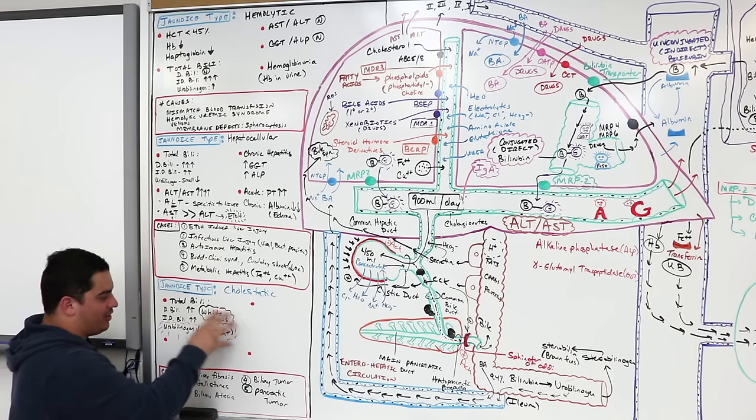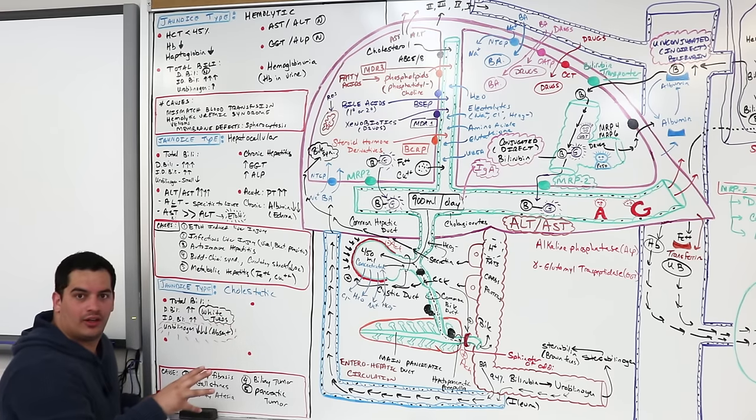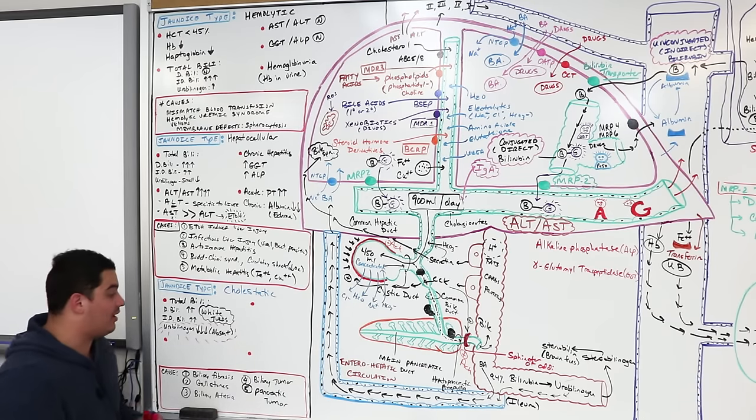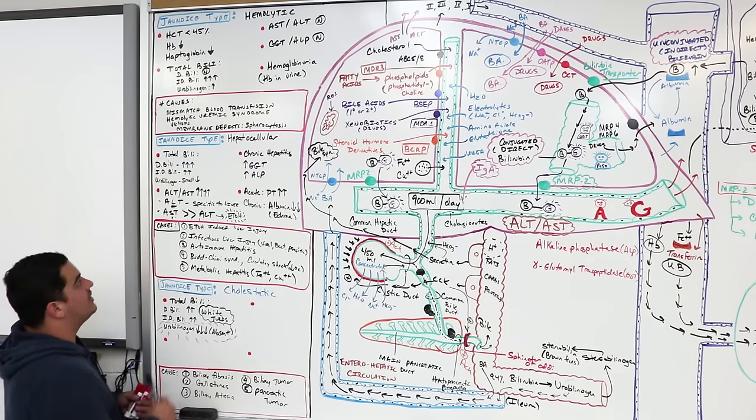I'm just kind of emphasizing it to make it funny here, but it's gonna be more clay colored because they're not gonna have the stercobilin to cause the brown pigment in the feces. That's one identifier as well. Okay, let's go to the next thing.